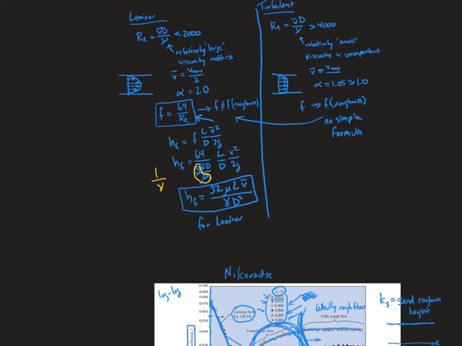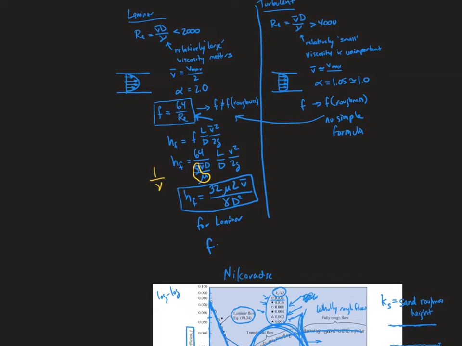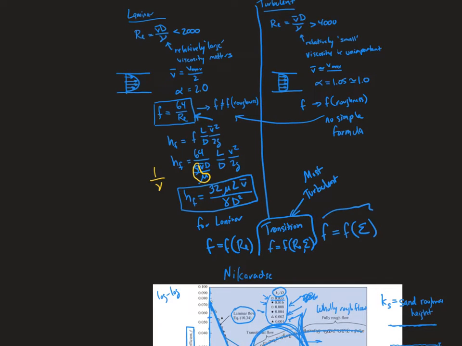So if we go up here, for laminar flow, F is a function of the Reynolds number. For turbulent flow, F is a function of the relative roughness. There is a transition region in here, where F is a function of Reynolds number and the relative roughness. Keep in mind that most of that region is in fact turbulent, and this is what we call fully turbulent.